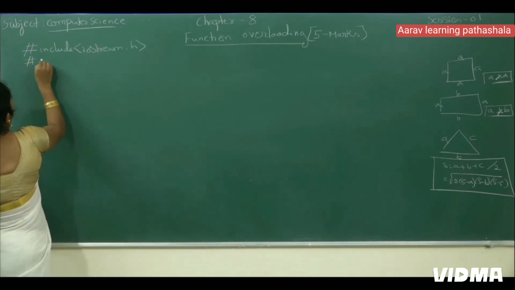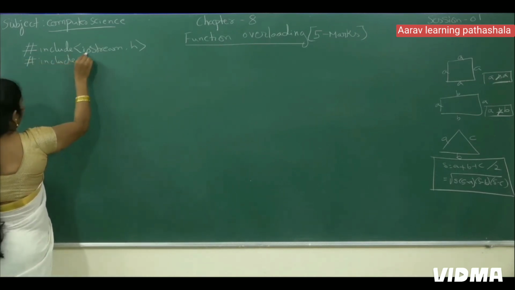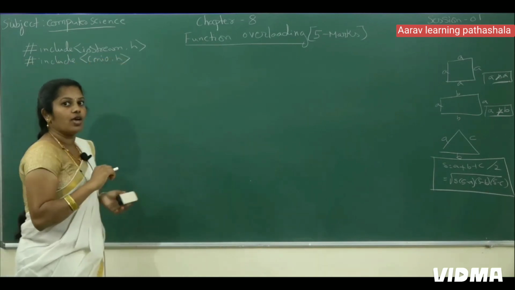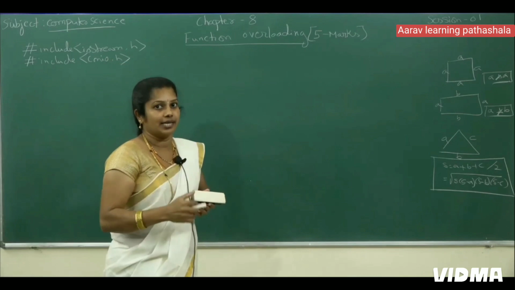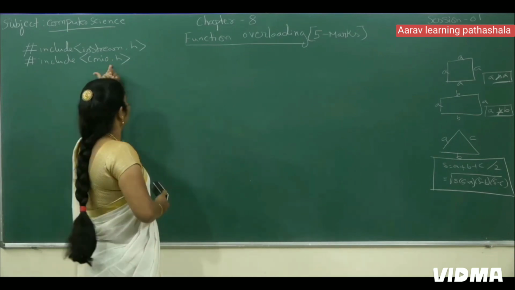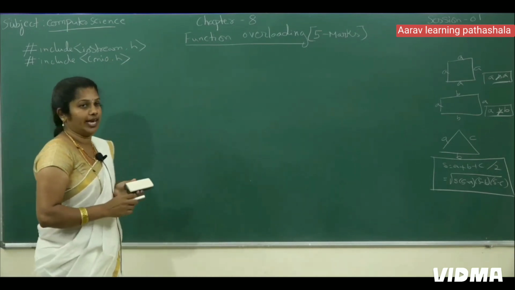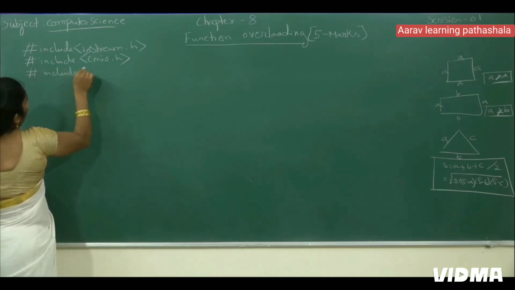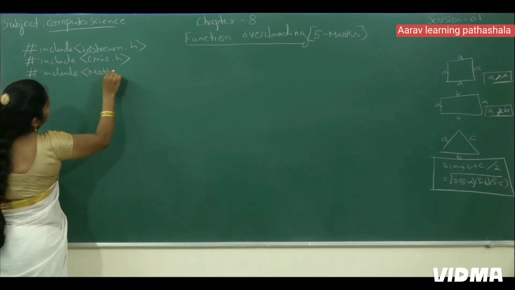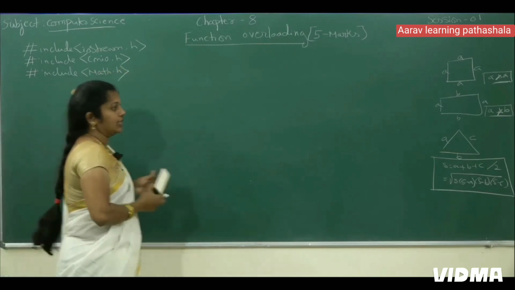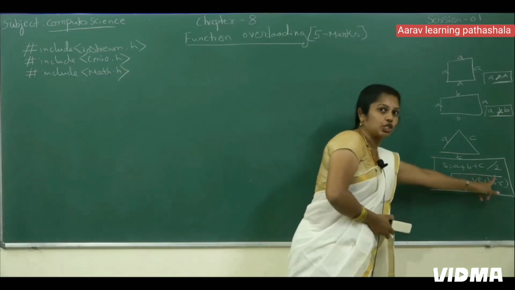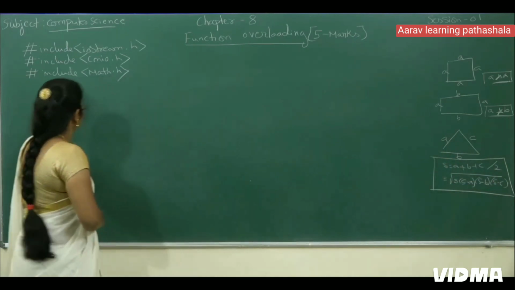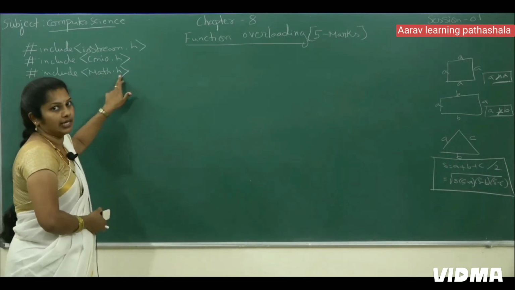Next, include conio.h header file. In the program we are using clrscr as well as getch. If these two functions have to work, then we require this conio.h. Next, include math.h. Here we are using square root, sqrt. If the sqrt function has to work in the program, then we compulsorily require math.h.